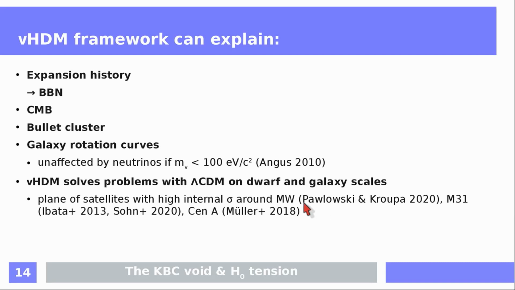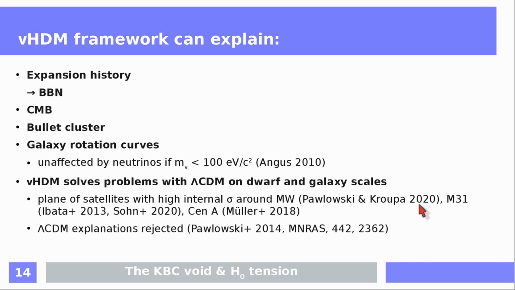This problem, by the way, is not restricted to the Milky Way. It also arises around Andromeda and Centaurus A, the only three galaxies where we can see the 3D distribution of satellites. So there's no question of a look-elsewhere effect. We can't look elsewhere except these three galaxies for now. The ΛCDM community have suggested a lot of explanations for the satellite planes, but none of them work. So this is a very detailed study explaining exactly why that is.